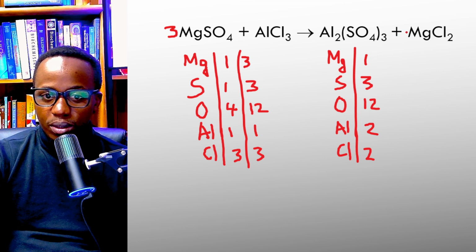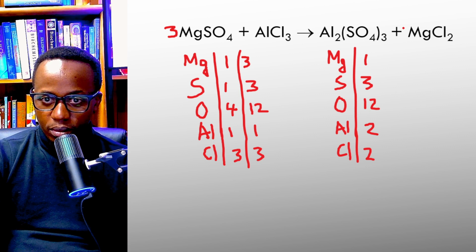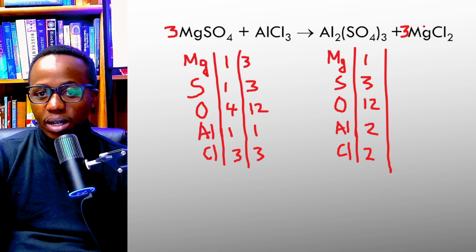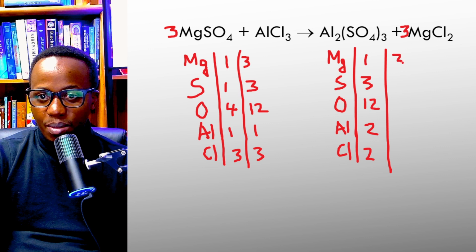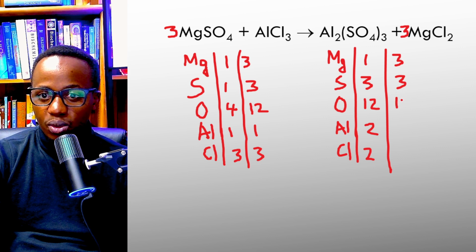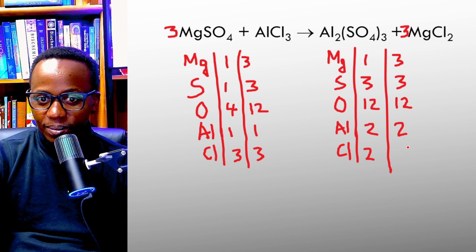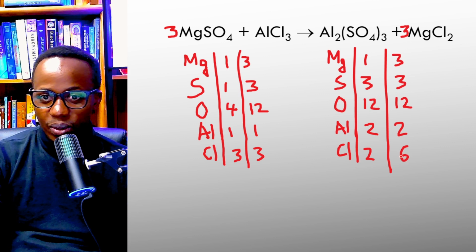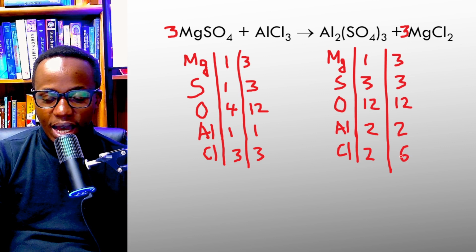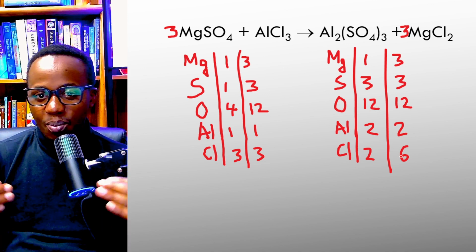We're going to put 3, right? We're going to put 3 in front of magnesium. Draw a line so that we write down the new numbers. So it's 3 magnesium. What about sulfur? Sulfur is still 3. What about oxygen? Oxygen is still 12. What about aluminum? Aluminum is still 2. And then what about chlorine? Chlorine is 6. All right. Now we're getting somewhere.